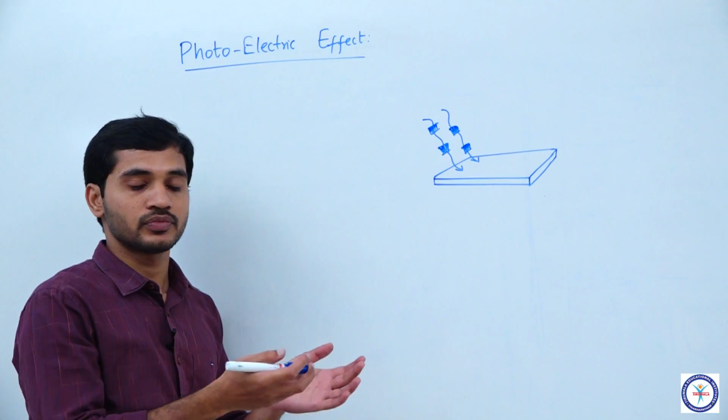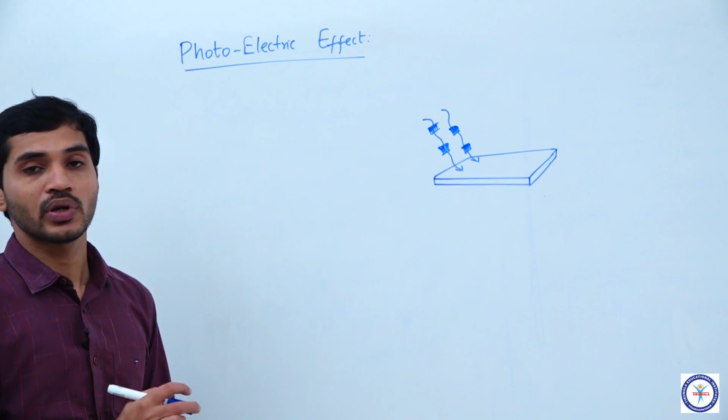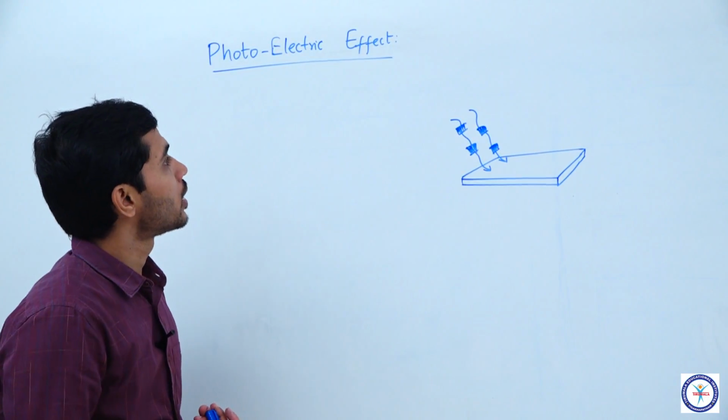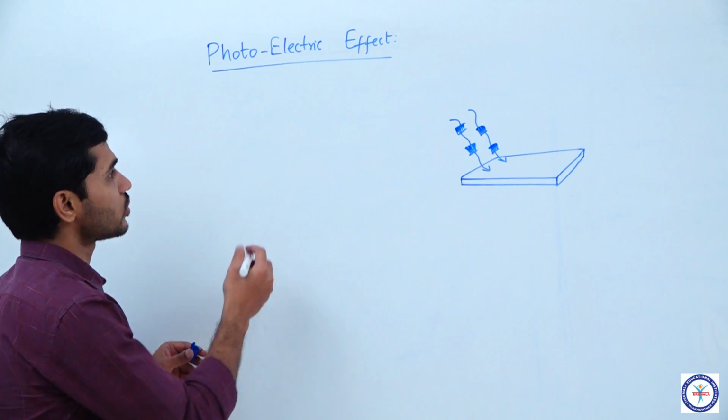That process is what we call photoelectric effect, and now we will be learning about why that happens, how that happens and all that. So let us first define photoelectric effect. I will maybe write it down over here.